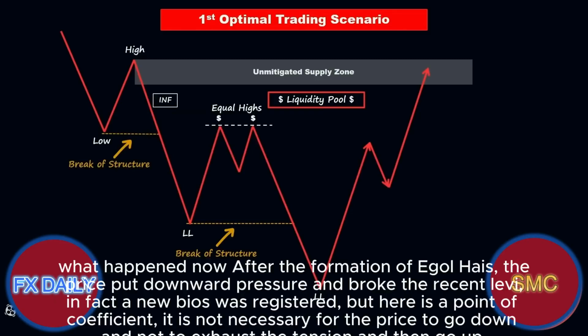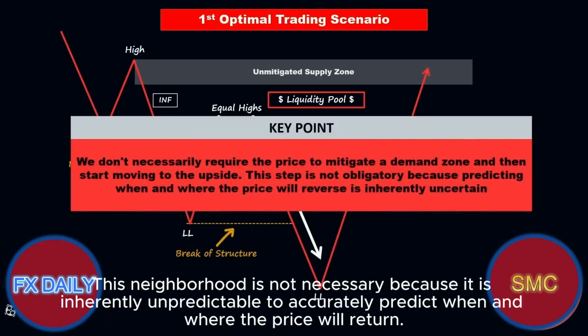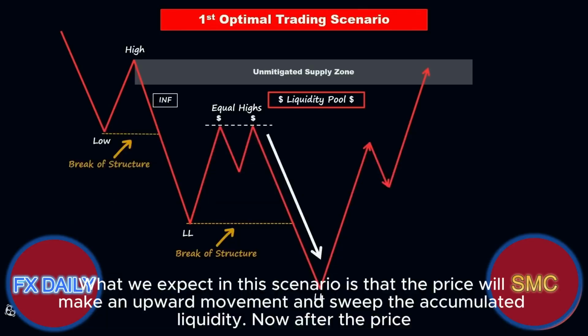What happened now after the formation of equal highs? The price put downward pressure and broke the recent low. In fact, a new break of structure was registered. But here is a point of caution. It is not necessary for the price to go down and not to exhaust the tension and then go up. This is not necessary because it is inherently unpredictable to accurately predict when and where the price will return. What we expect in this scenario is that the price will make an upward movement and sweep the accumulated liquidity.